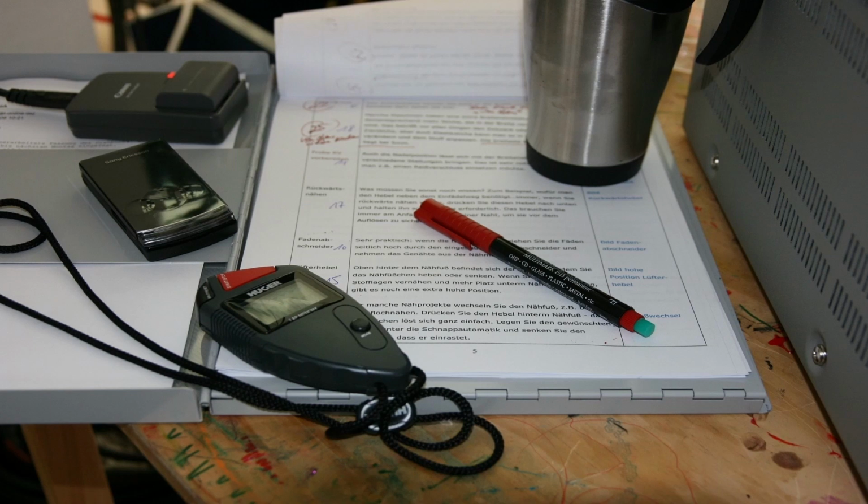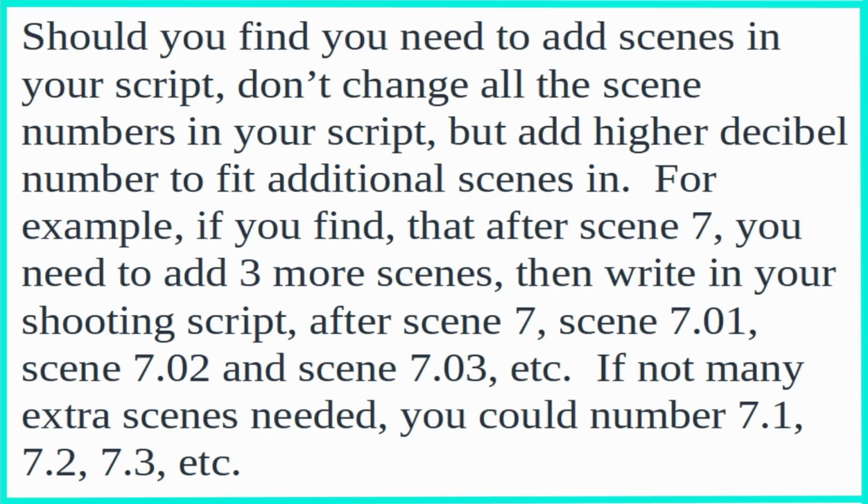After your shooting script has been completely written, number the scenes in your script as they occur in the script. Should you find you need to add scenes in your script, don't change all the scene numbers in your script, but add a higher decimal number to fit additional scenes in. For example, if you find that after scene 7, you need to add 3 more scenes, then write in your shooting script, after scene 7, scene 7.01, scene 7.02 and scene 7.03, etc. If not many extra scenes are needed, you could number as 7.1, 7.2, 7.3, etc.